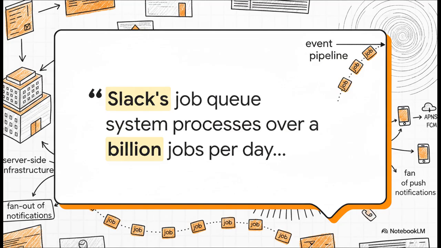To give you a sense of the staggering architectural scale required to manage all this, just look at Slack. Their server-side infrastructure decides exactly when and what to push. Every single message goes through an event pipeline, and Slack's job queue system processes over 1 billion jobs per day, including the fan-out of push notifications. They literally enqueue background jobs just to handle routing these real-time alerts across APNs and FCM at an unimaginable scale.